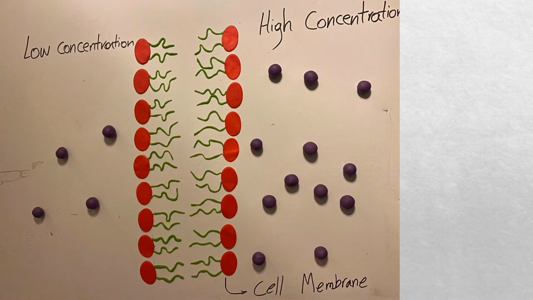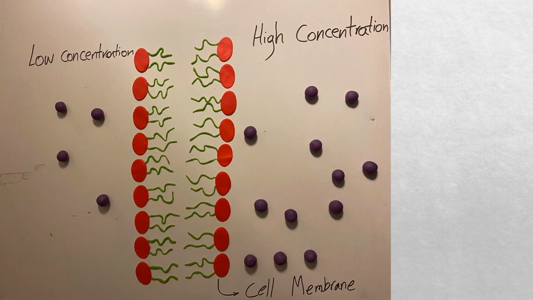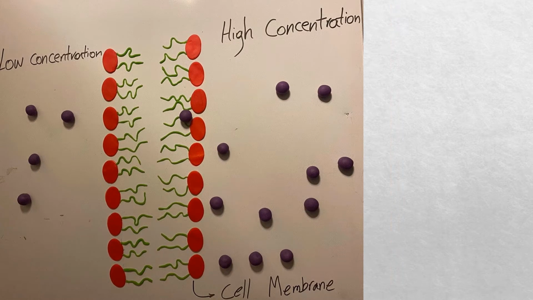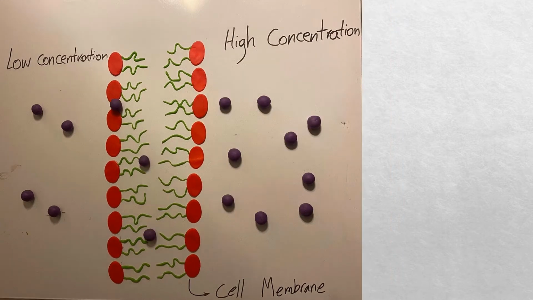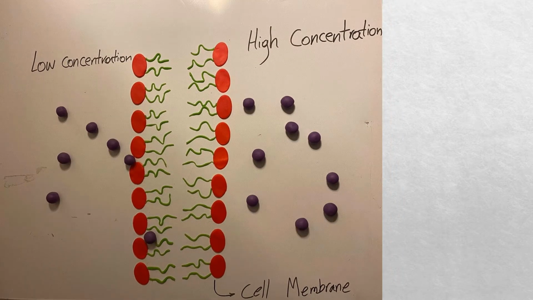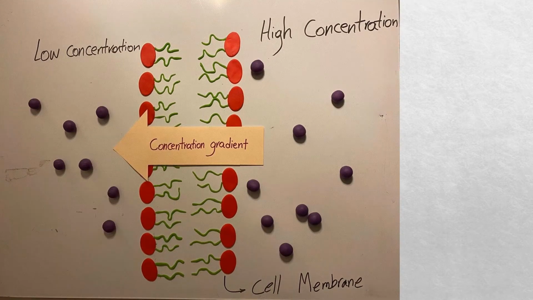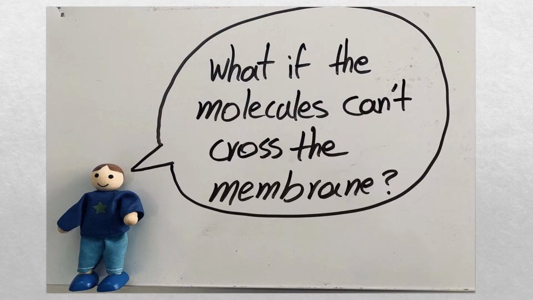Let's define diffusion first. Diffusion is the net movement of molecules from high concentration to low concentration. Simple diffusion moves with the flow, which is called the concentration gradient. And over time, the molecules will evenly spread across the whole area.